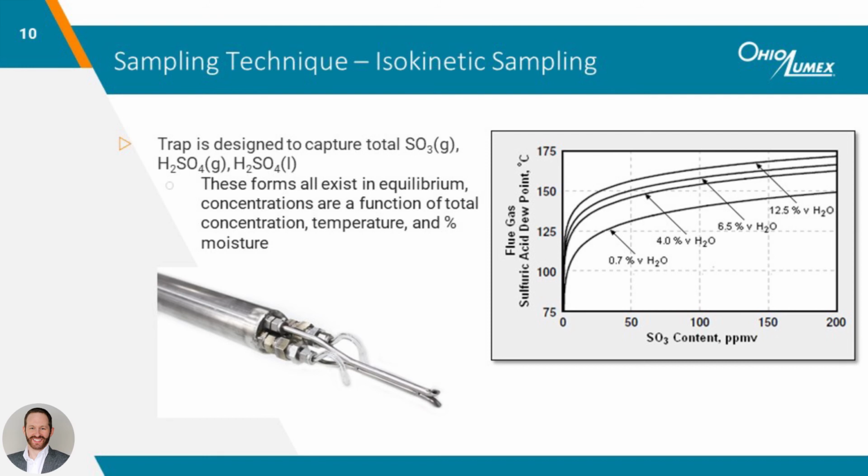The dew point of sulfuric acid depends on SO3 concentration, temperature, and water concentration. As you can see in the graph on the right, and as you would expect, dew point increases with both percent water and SO3 concentration. When the flue gas conditions are below the dew point of sulfuric acid, the equilibrium shifts towards sulfuric acid aerosol. Under those conditions, isokinetic sampling is required to get an accurate measurement.